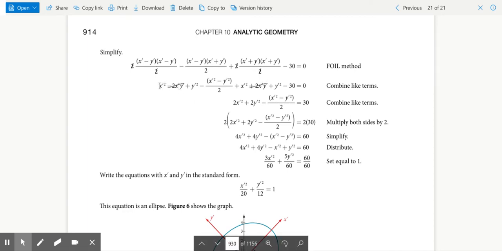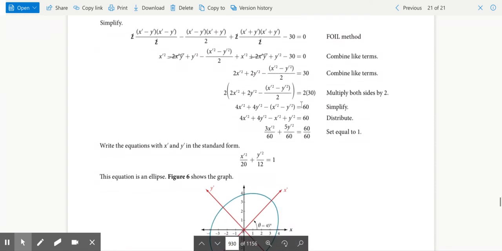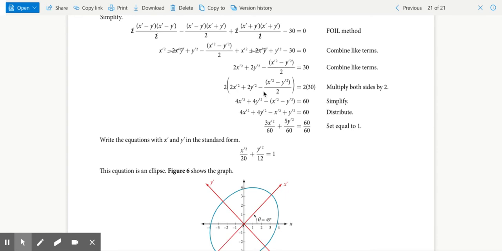So we have x prime squared plus x prime squared, so that's 2x prime squared, and y prime squared plus y prime squared, so 2y prime squared. We still have this term, and then equals 30. So here what they've done is they've multiplied both sides by 2 in order to get rid of this denominator, which makes perfect sense because you can't do anything until you get rid of the denominator.